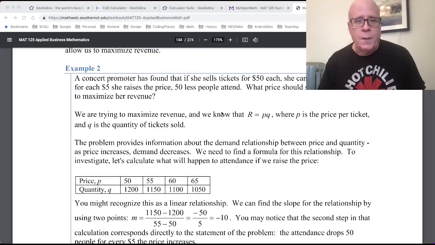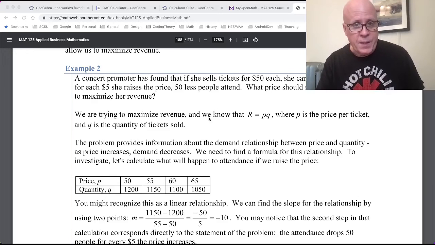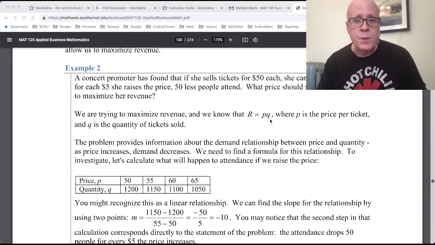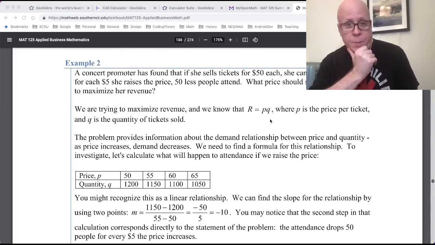So the revenue in this case is really easy. The formula for it is the price times the number sold. P is the price, Q is the quantity of tickets sold. So R is P times Q. Now, that's the thing we want to maximize, right? Revenue.